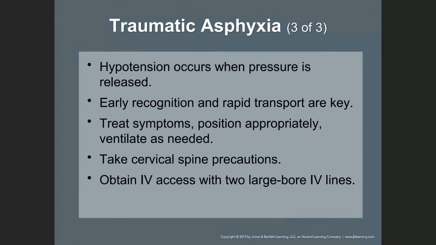Hypotension occurs when pressure is released. Early recognition and rapid transport are key. Patient will require aggressive airway management. Treat symptoms, position appropriately, ventilate as needed, and you may have to consider advanced airway intervention. Take cervical spine precautions and obtain IV access with 2 large bore IV lines.